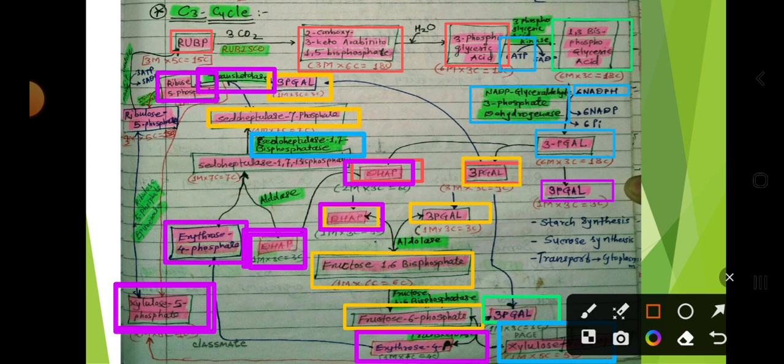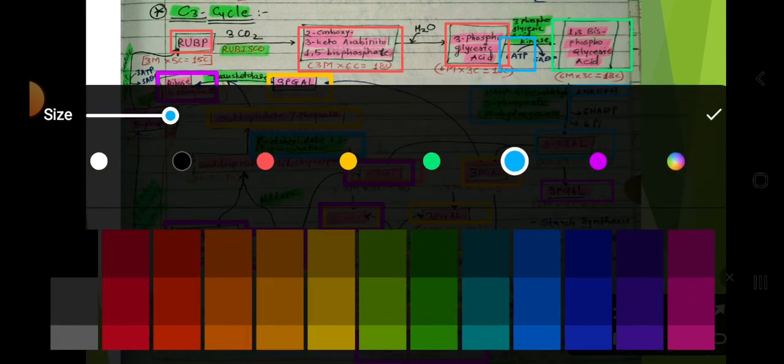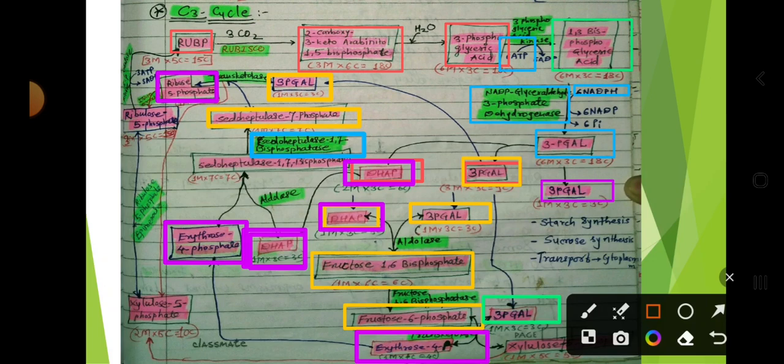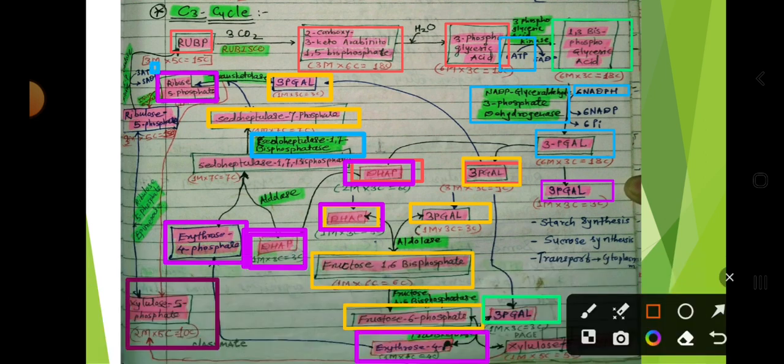So here the total of 2 xylulose molecules are formed. Here one ribose 5-phosphate is converted into ribulose 5-phosphate.